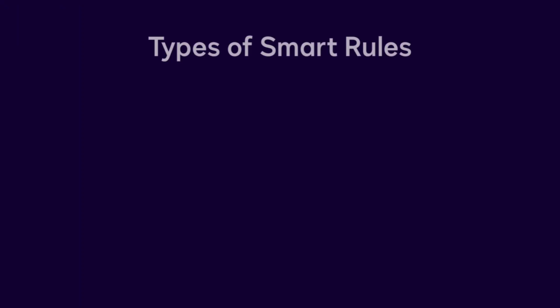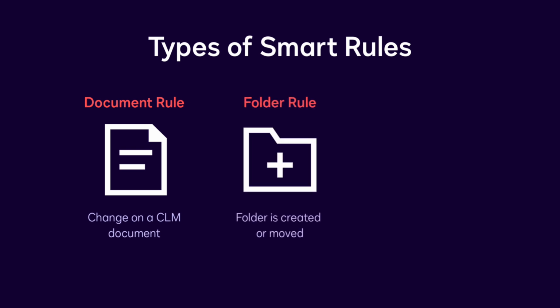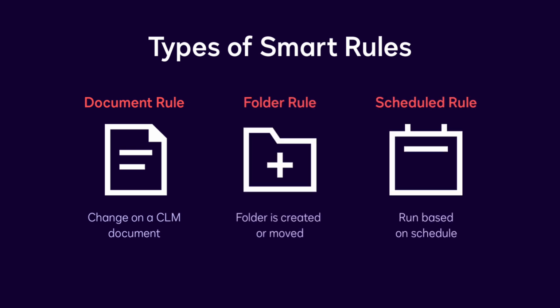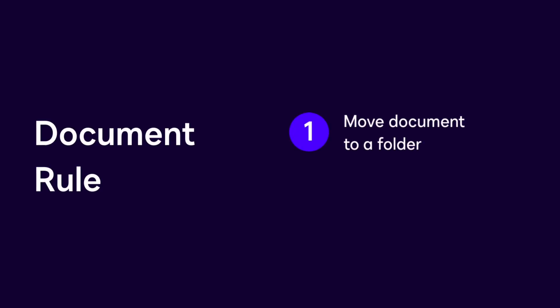A CLM action can automatically execute when there is a change on a CLM document, when a folder is created or moved into another folder, or run based on a schedule. Let's look at how simple it is to configure a smart rule. We'll create a document rule that automatically moves a document to a folder and then sends an email notification.